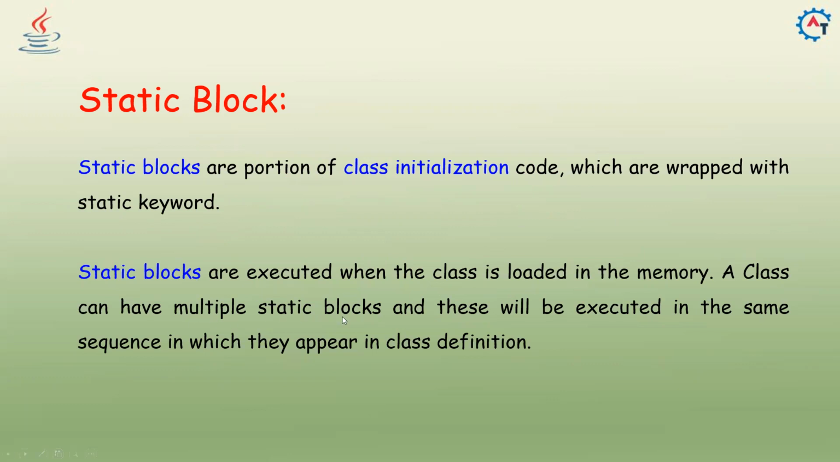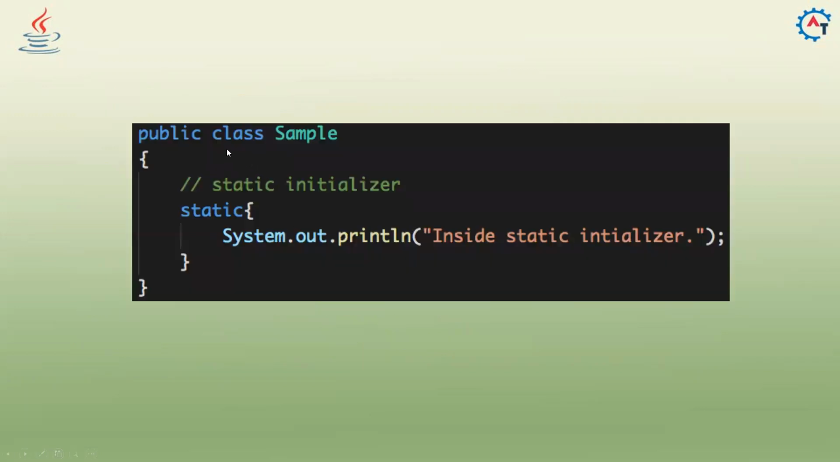A class can have multiple static blocks and these will be executed in the same sequence in which they appear in the class definition. In whichever sequence you write them, in the same sequence they will get executed. It looks like this, a static initializer. We need to use the static keyword and inside the curly braces, whatever you want to use, you write. This will get executed the moment the class loads in the memory.